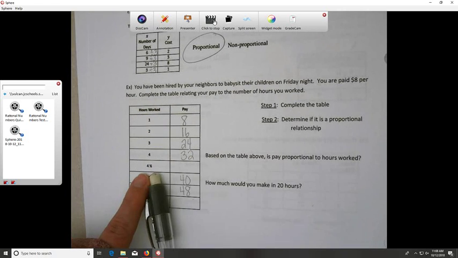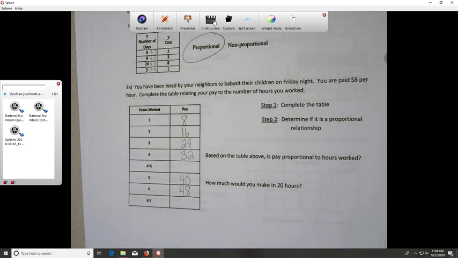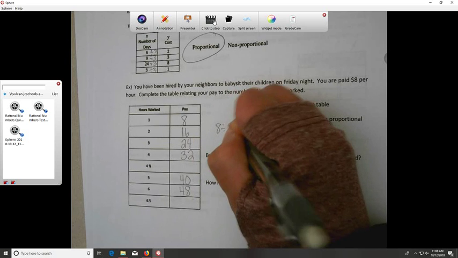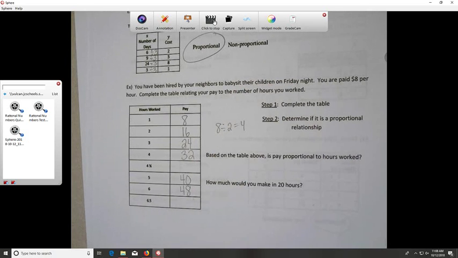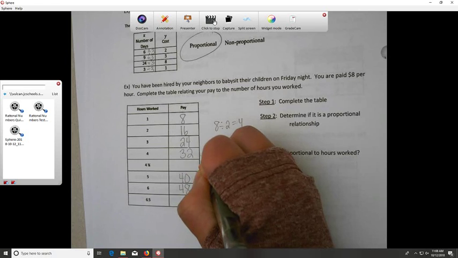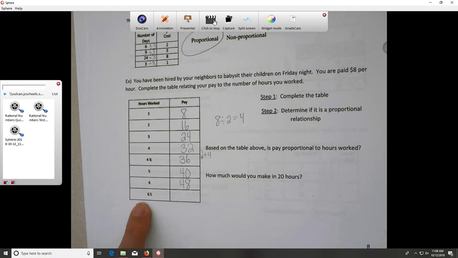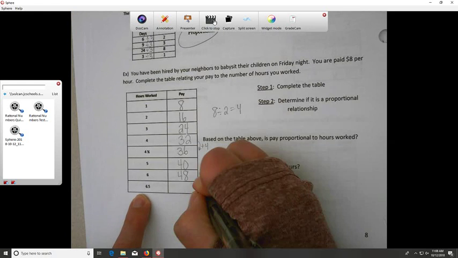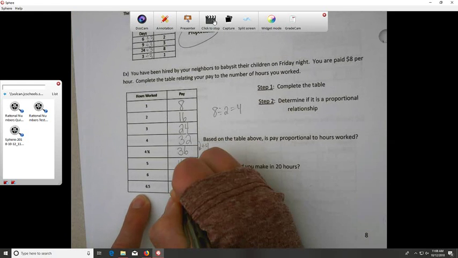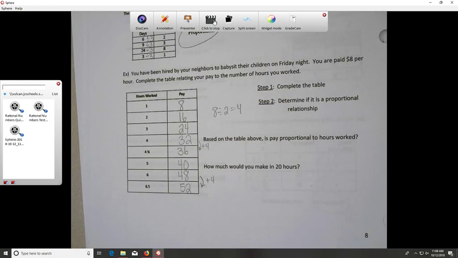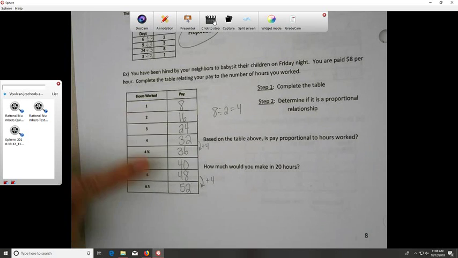For 4.5, there's a couple ways that you can think about it. For a lot of people, what they think is, well, if 1 hour is $8 and I only work for a half an hour, then if I cut that in half, that would be $4. So I would only add 4 for the half hour, so this would be 36. And then same thing down here, 0.5, that's half an hour, so I would only add 4 this time to get 52.